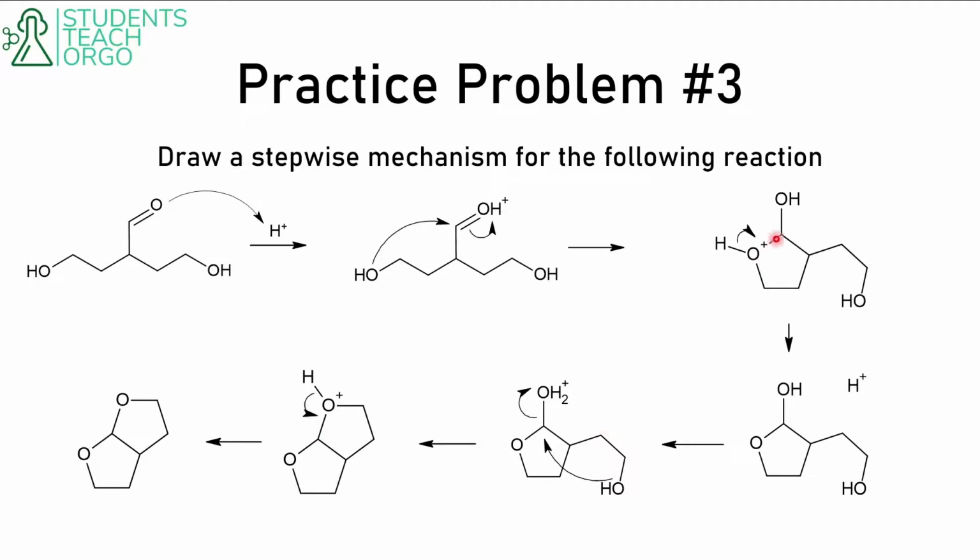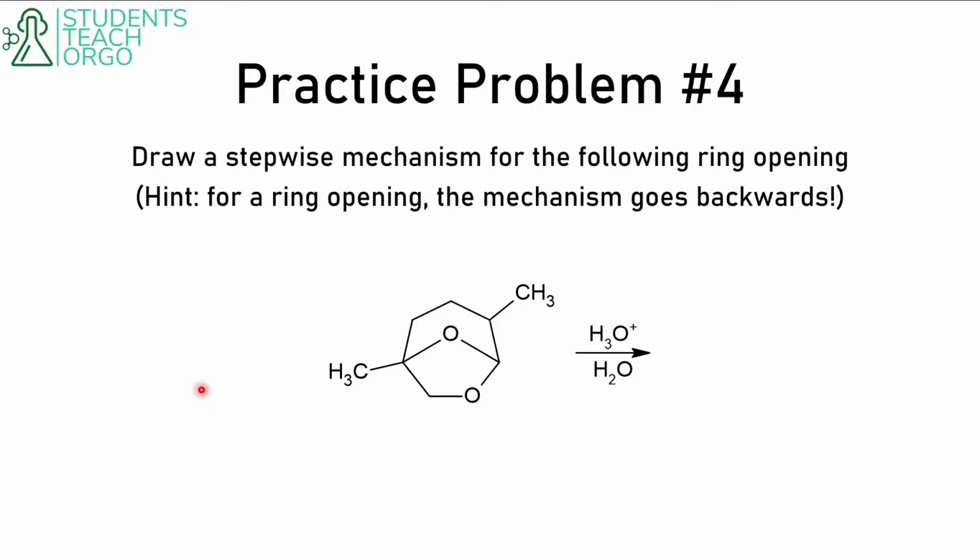So now we formed this ring down here in the first step, and now we're forming this ring up here in these couple of steps down here. And of course, our last step is the deprotonation. So this H will just pop off the oxygen up top and leave us with this 2-ring system. Okay, and this is our last practice problem for acetals.